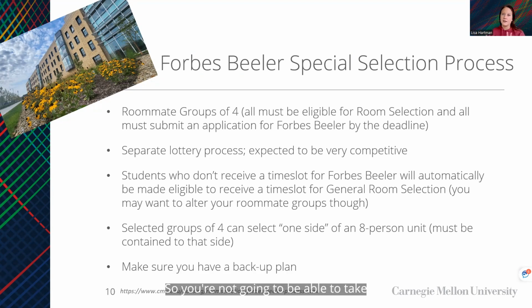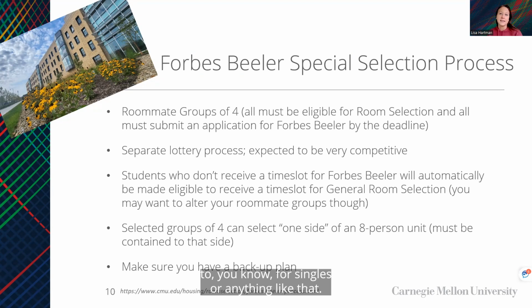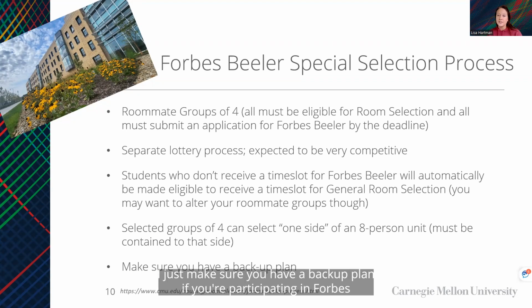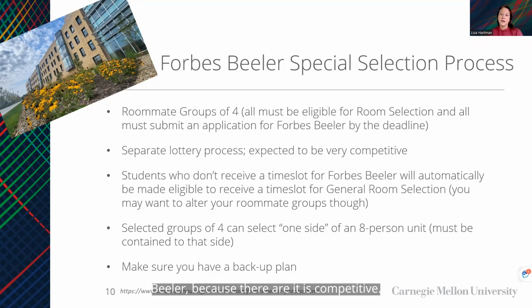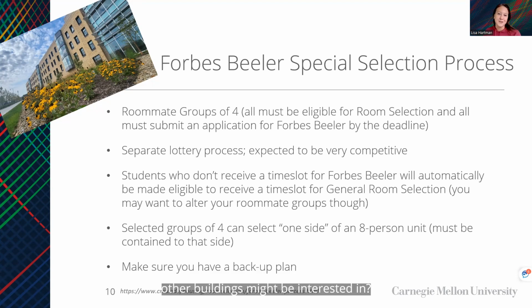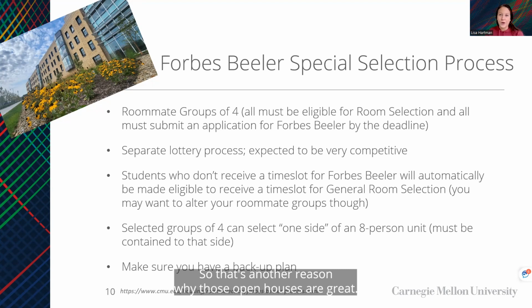So you're not going to be able to take 4 singles or anything like that. You have to stay on your side of the unit. And as I sort of already hinted at, just make sure you have a backup plan if you're participating in Forbes-Beeler, because it is competitive. Not everyone is going to get it. So make sure you're thinking about, well, if I don't get the Forbes-Beeler process, what are my other building options? What other buildings might I be interested in? That's another reason why those open houses are great, so you can see other spaces you might want to live in.